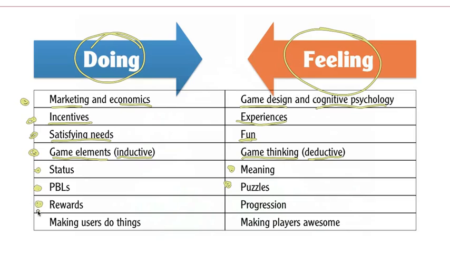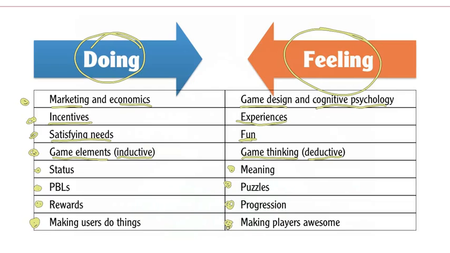Rewards on the one hand, I've talked in great detail about reward design, especially in the behaviorist tradition of psychology. Progression, on the other hand, mastery, competence, not necessarily about a reward, more about the journey. And finally, and in summary, the first camp is about making users do things. The second camp is about making players awesome.